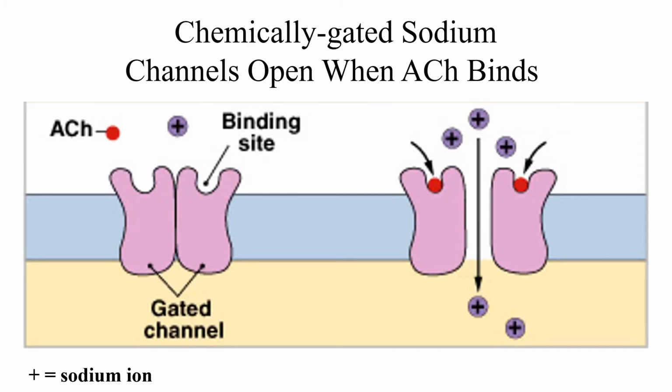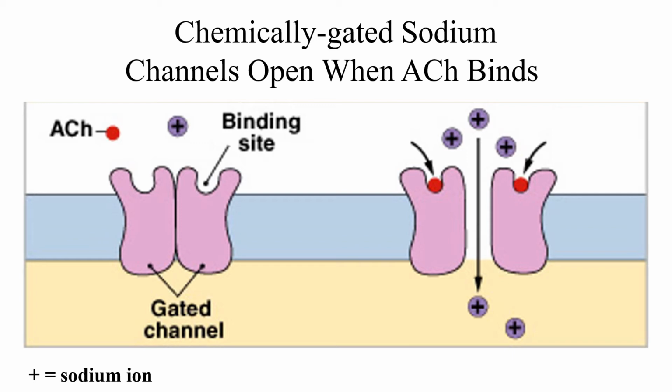We know that chemically gated sodium channels will open when acetylcholine binds. So thinking back, you may recall that acetylcholine is a neurotransmitter. When it binds to a sodium channel, those sodium channels will open. So it's just like putting a key in a lock. As soon as you turn that key into the lock, that door can open.